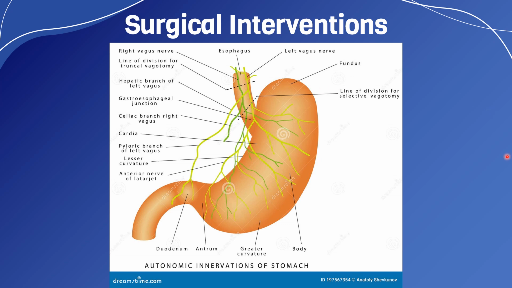The body will still continue to produce it, but it won't do it with vagus stimulation. And vagus stimulation is that sight and that smell of food stimulating the vagus nerve. So instead, it will just be when food is present that HCl will be produced.